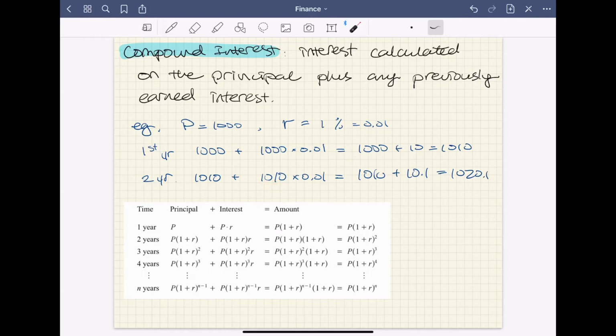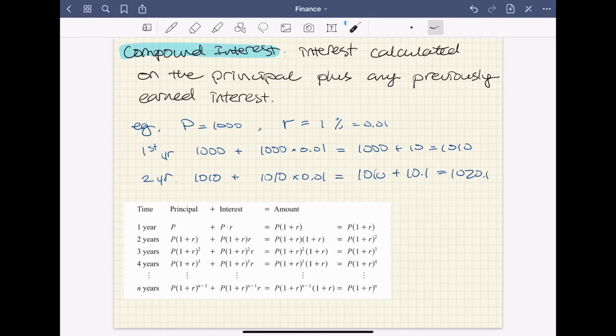So if you're calculating the amount you're going to earn on the third year, then the new principal is going to become this one. So you're going to do 1,020.1 plus 1,020.1 times 0.01. And that interest will be even more than these two. As you move on, the interest you're going to earn is going to be greater and greater because the principal becomes greater and greater. Okay? So that's compound interest.